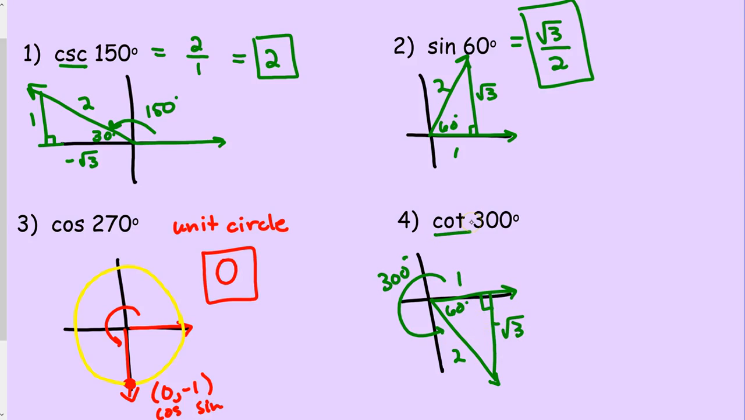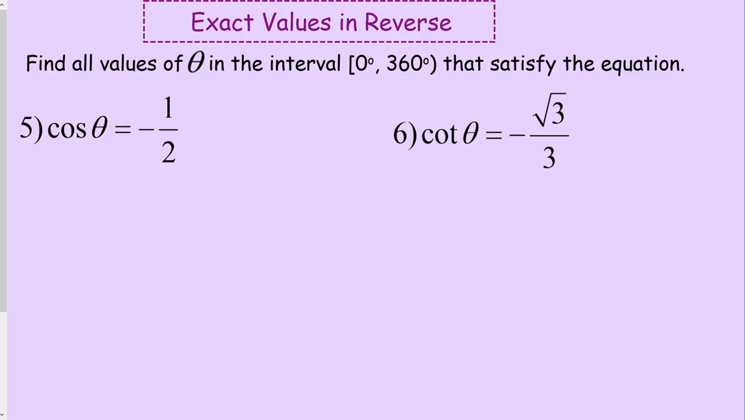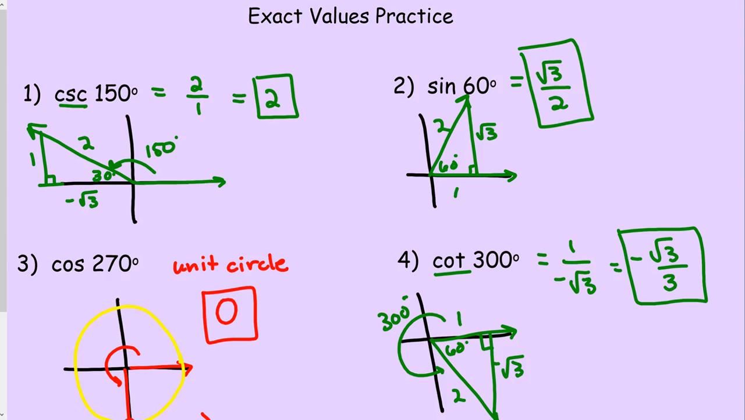Now we're ready to think about cotangent. Cotangent is adjacent over opposite, so 1 over negative square root 3. Rationalize that and we get negative square root 3 over 3. So, in your homework today, you're going to be doing a bunch of problems like that where you draw the picture and you label it and you figure it out.